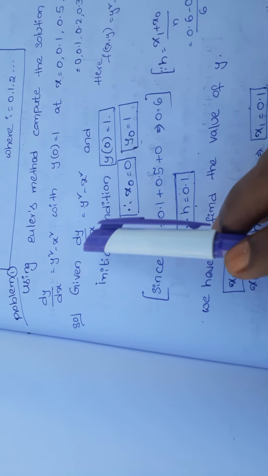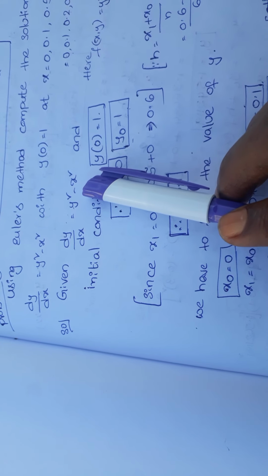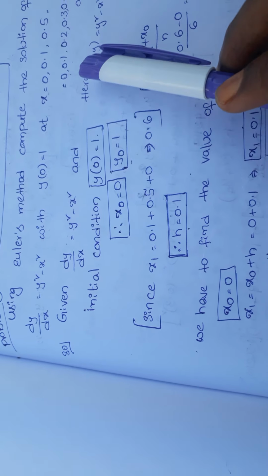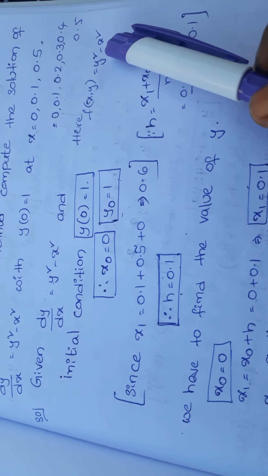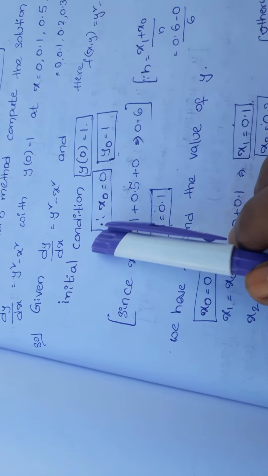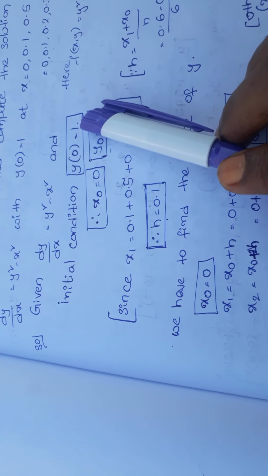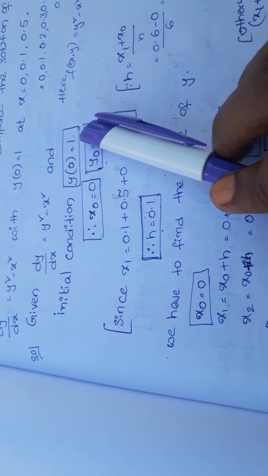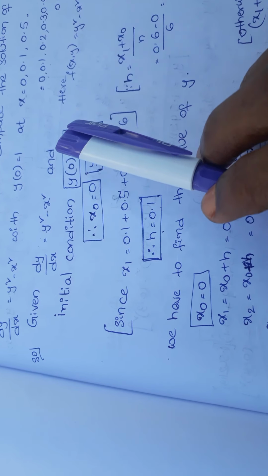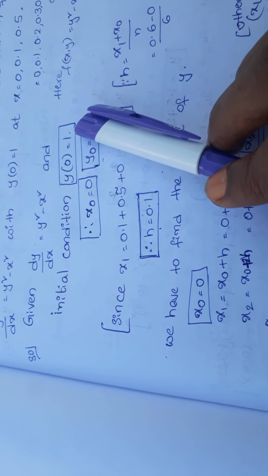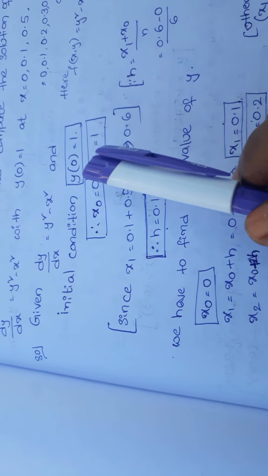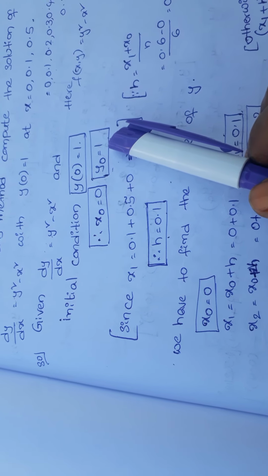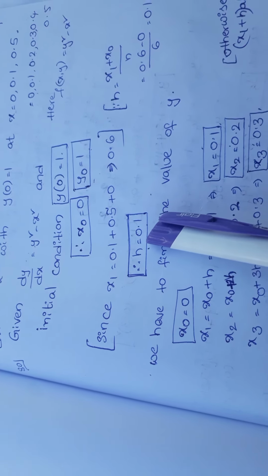Come to the solution. Given dy by dx is equal to y square minus x square. Here, the function f of x comma y is equal to y square minus x square, with initial condition y of 0 is equal to 1. This is the given data. From this, we know the standard form of the initial condition y of x naught is equal to y naught. Comparing this, x naught is 0 and y naught is equal to 1. Okay, clear. And next, the h value.